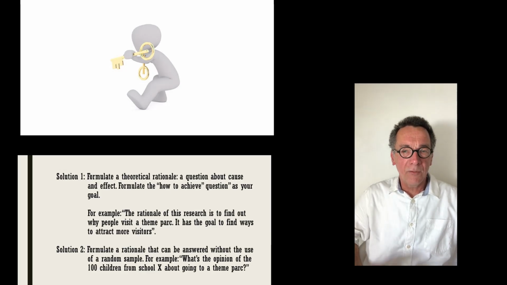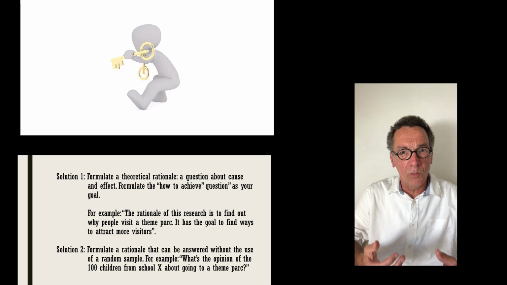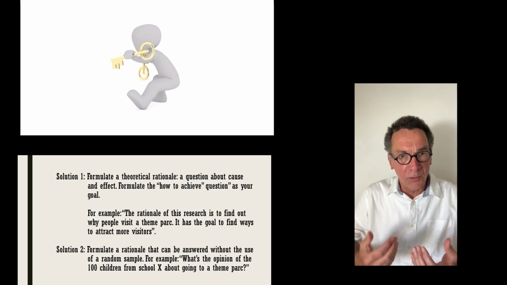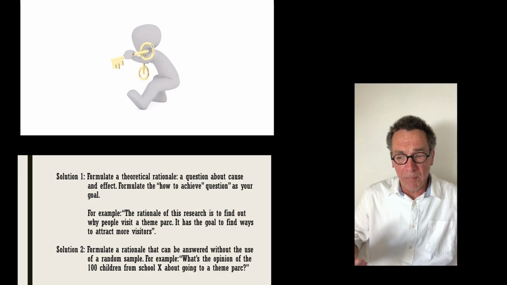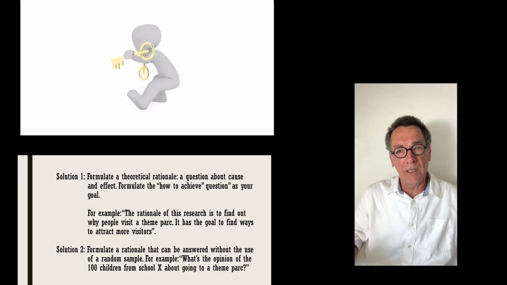What is the solution for those two issues? The solution for the first issue is to formulate a rationale that has to do with cause and effect, and to put the how-to question in your goal. For example, the rationale of this research is to find out why people visit a theme park. It has the goal to find ways to attract more visitors.